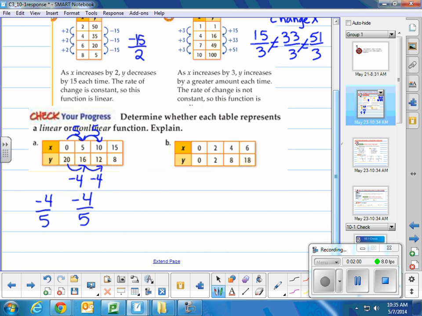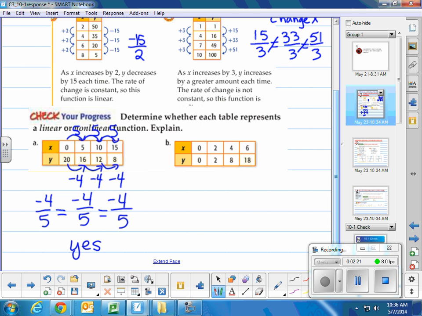And the last two, from 12 to 8, it goes down 4, and from 10 to 15, it goes up 5. So the rate of change between those 2 points is negative 4 over 5. Since the rate of change is the same between all the points, it is linear. It's a constant rate of change.